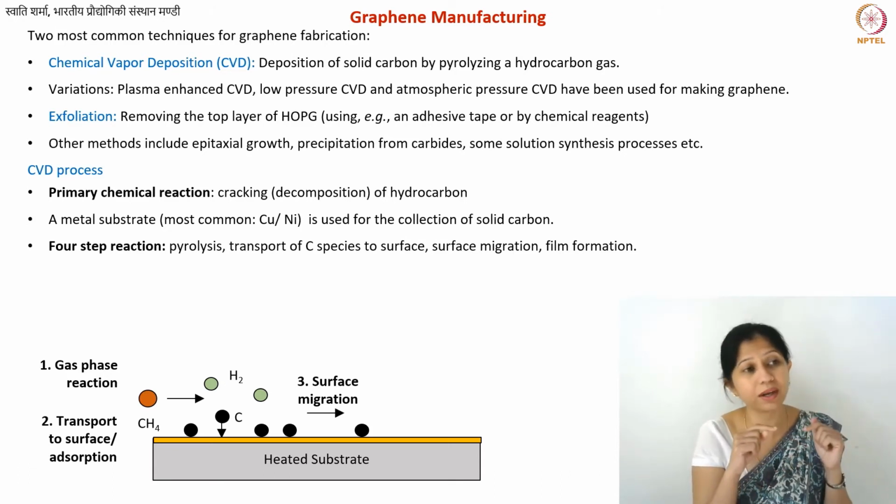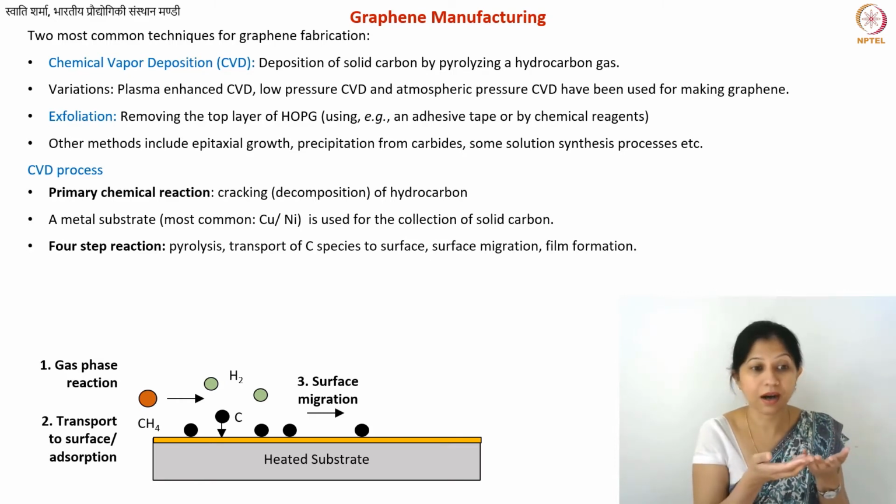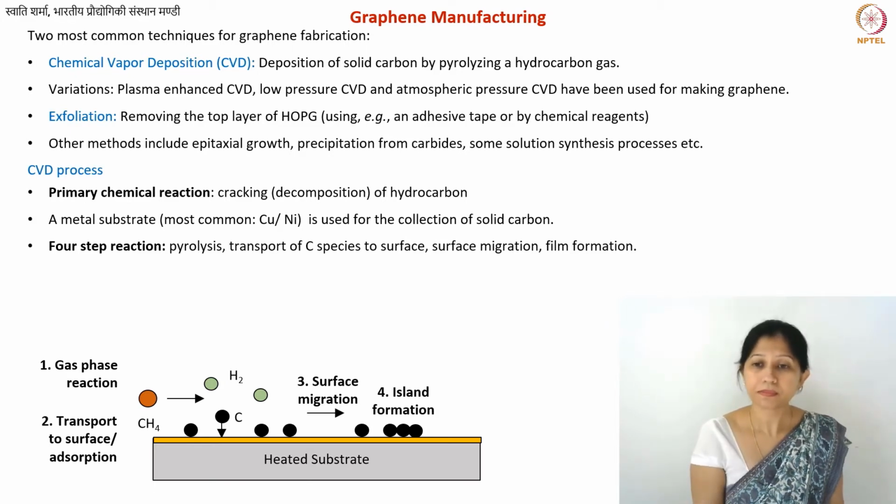That will also depend on whether or not your metal contains any vacancies or defects, or it is just a very flat single crystal type substrate. Whether you have polycrystal, single crystal, that will also make a difference. So depending upon all of these factors, your species will now migrate onto the surface. So this is your step number 3.